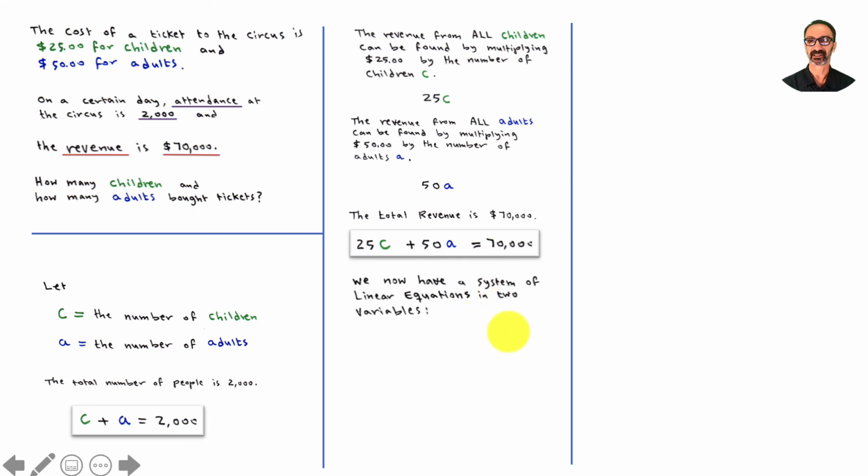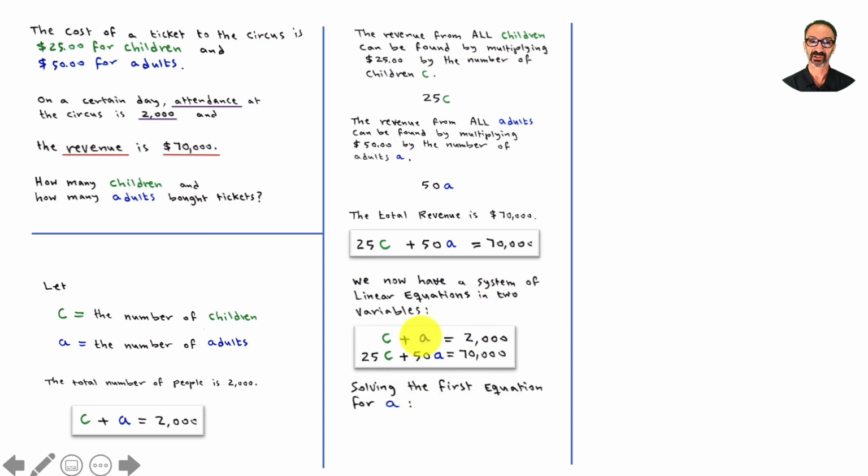Now we have a system. System means two equations with two variables. I think we have it. C plus A equals 2,000. 25C plus 50A equals 70,000. Solving the first equation for A, I'm going to subtract C from both sides, and I will get A by itself equals 2,000 minus C. Now we have A by itself. We're going to substitute that expression, 2,000 minus C, into the second equation.